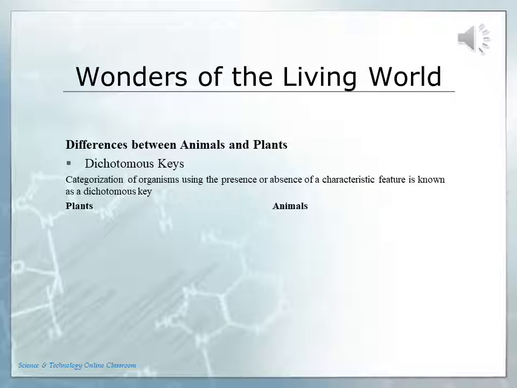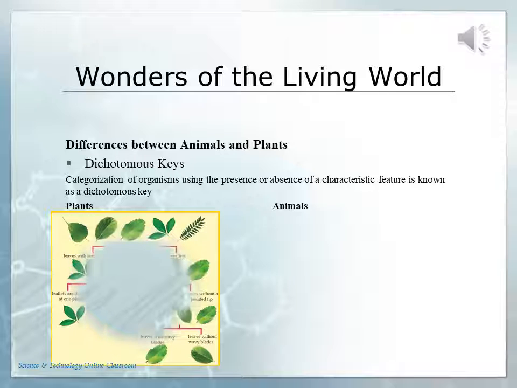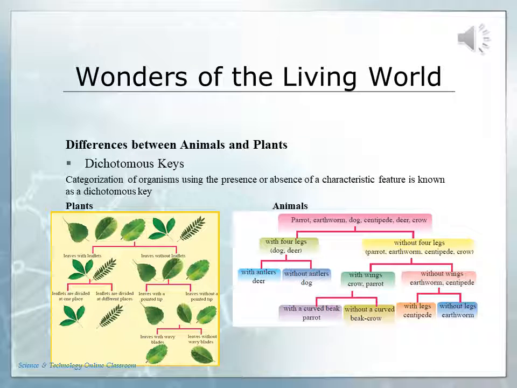Dichotomous keys. It is very easy to use dichotomous keys to classify and identify organisms. Categorization of organisms using the presence or absence of a characteristic feature is known as a dichotomous key. It is more suitable to use external features that can be easily observed. Following figure shows how a dichotomous key is used to classify and identify some leaves and animals.